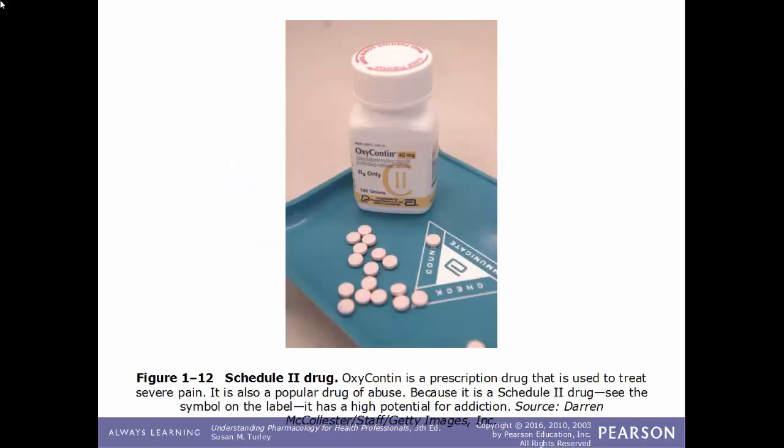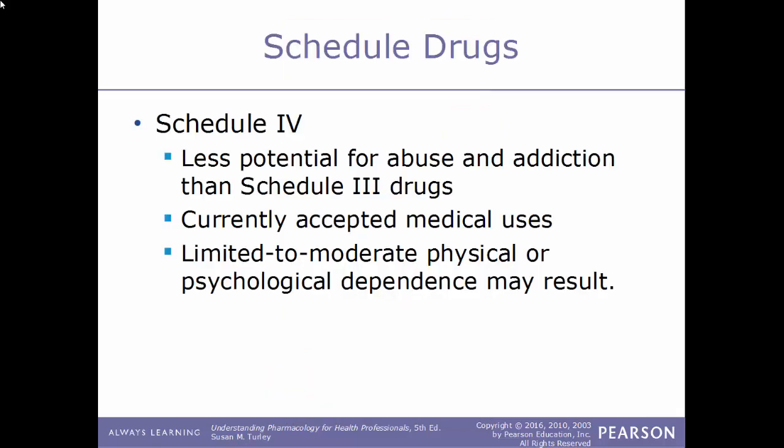In this image we have an example of OxyContin. This would be a Schedule 2 controlled substance. And you can see on the label the capital letter C and then the Roman numeral 2. That's an indicator that it is a controlled substance under the Schedule 2 classification because it has a high potential for addiction. Schedule 4, these have less potential for abuse and addiction than Schedule 3 drugs.